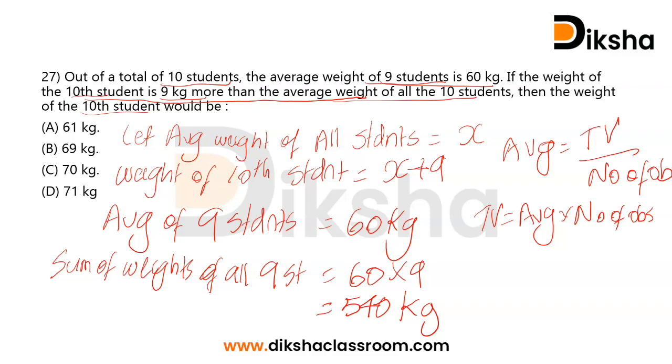Till now we took the average weight of all students as X, from which we get the weight of the 10th student as X plus 9, because it's given that the weight of the 10th student is 9 kilogram more than the average weight of all the 10 students. The average weight of 9 students is given as 60, from which, using total value equals average into number of students, we found the sum of the weights of all 9 students as 540 kilogram.